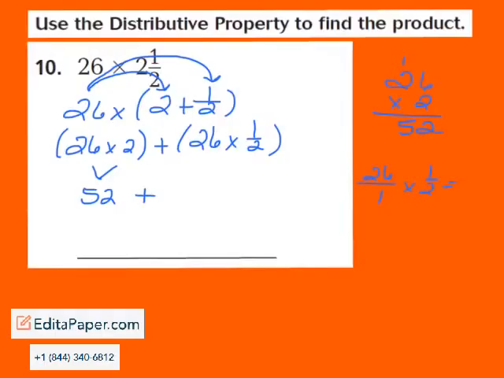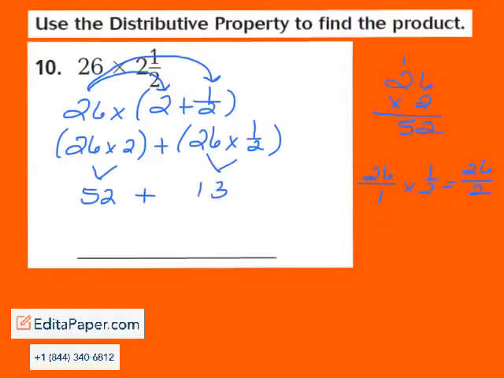So when I multiply across, 26 times 1 is going to give me 26, and I know that 1 times 2 is going to give me a 2. Now, when I simplify this, I know that when I divide 26 by 2, 2 goes into 26 13 whole times. So I'm going to go ahead and write the product down as 13.